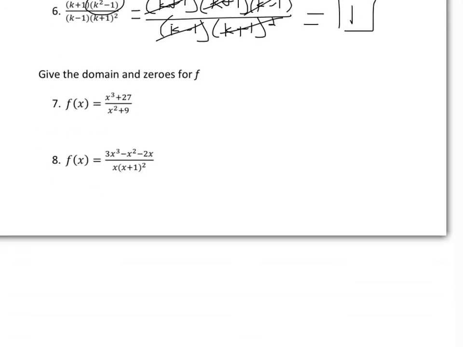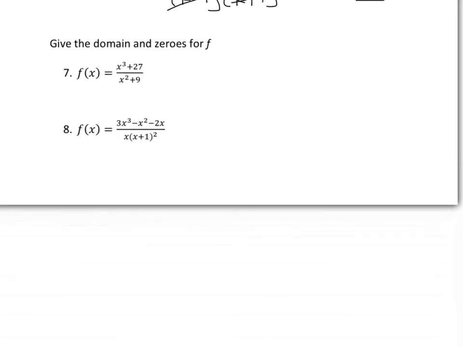Now the last couple problems here, we're just going to give the domain and the zeros for each function. Remember, the zeros you get from the numerator being equal to 0. The domain is everything except for when the denominator is equal to 0.